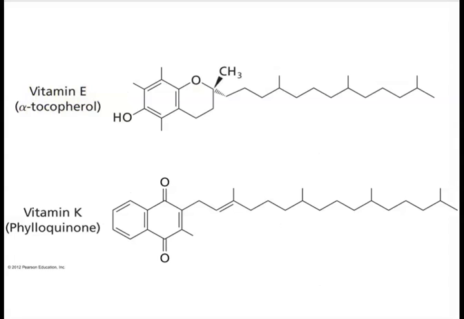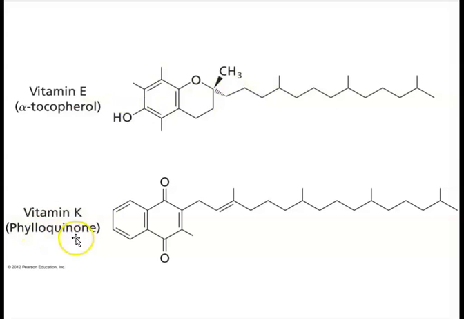Vitamin E is another fat-soluble vitamin. You can see why this would be fat-soluble, right? A lot of hydrocarbons, very long chains that are nonpolar. Vitamin E and vitamin K both look similar with these long kind of fat tails. Vitamin E can function as an antioxidant, can absorb some of those oxidative stressors, and vitamin K is involved in blood coagulation.